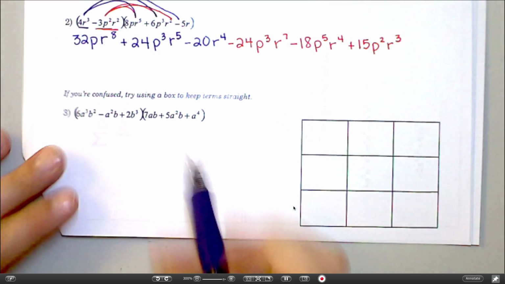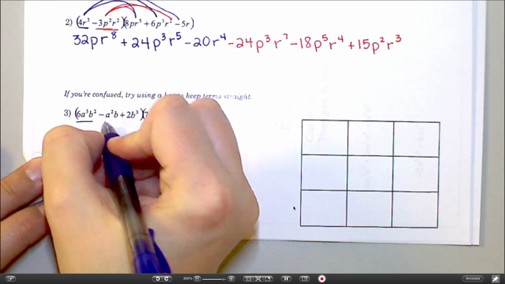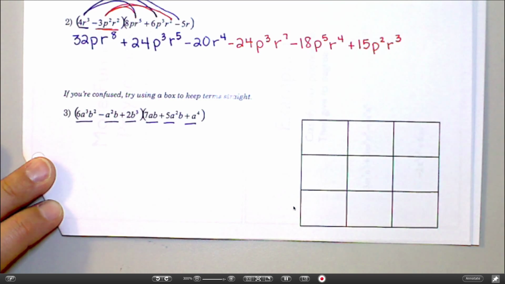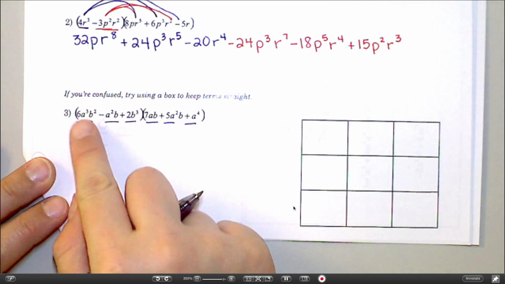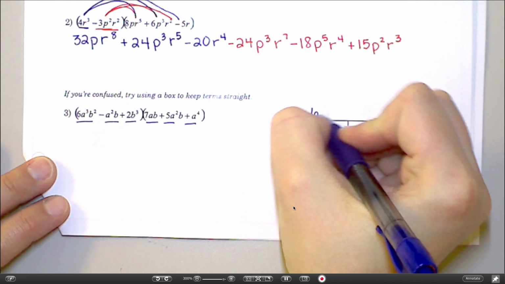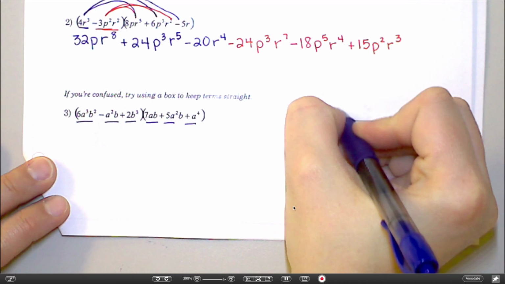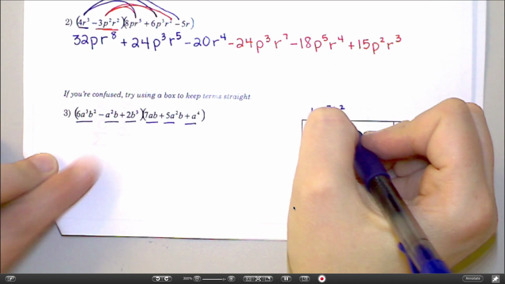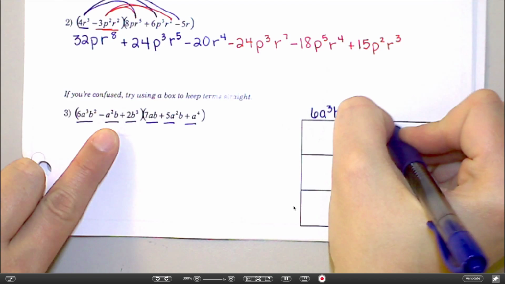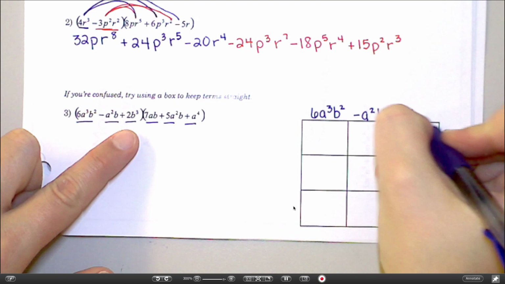In this problem, see how I have 3 terms in the first one and 3 terms in the second one? Yes. So I made myself a box that was 3 by 3. And now I'm going to take these 3 terms and put them along the top. So the first one would be 6a to the third b squared. The middle one would be negative a squared b. And then my last one would be 2b to the third.